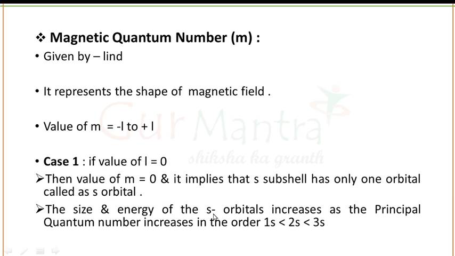The size and energy of s orbital also increases as the principal quantum number increases, as you can see here. 1s is lesser than 2s, lesser than 3s. The energy is increasing from left to right.